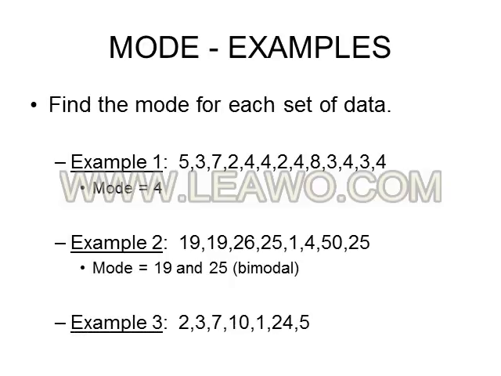Okay, the final example. Look at this set of numbers. See if you can identify the mode. Which number occurs most frequently? There isn't one. They all occur just once. That means there is no mode.